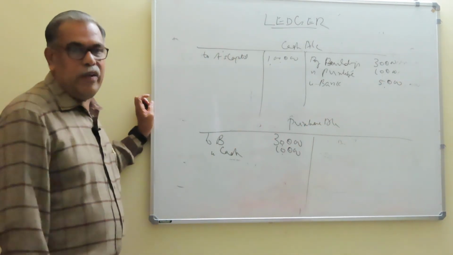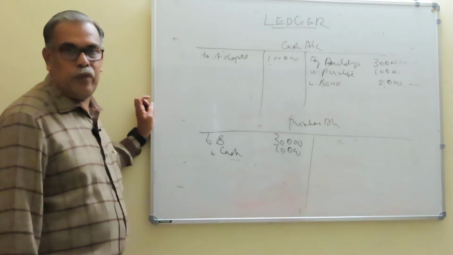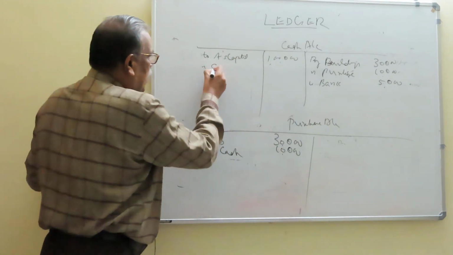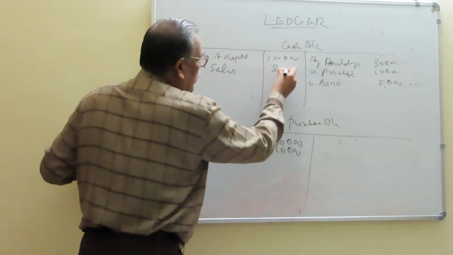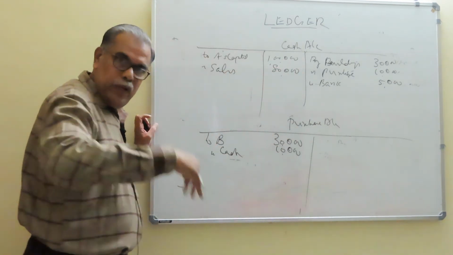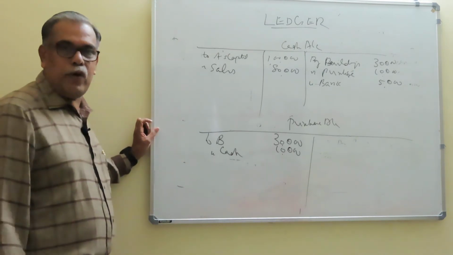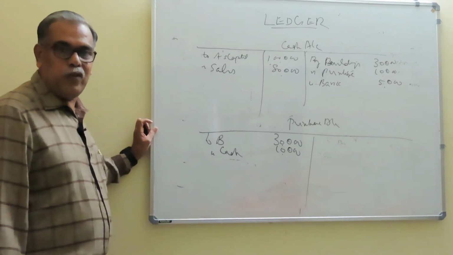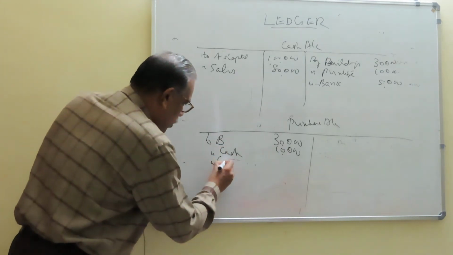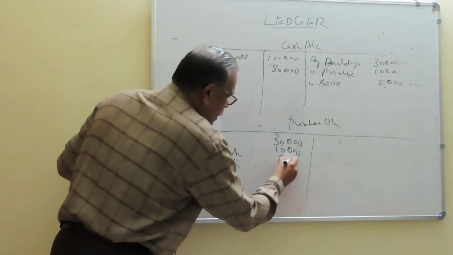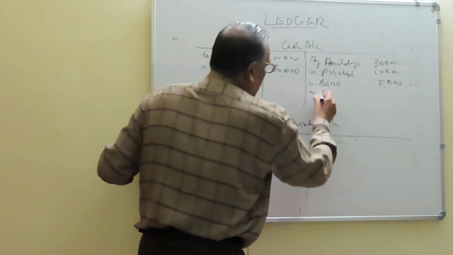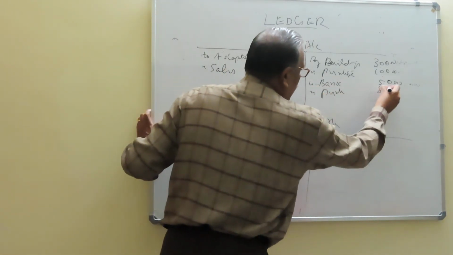You made a cash sale of 80,000 rupees. The entry is cash account debtor to sales, 80,000 rupees. In the sales account, by cash. Again, purchased for cash, 8,000 rupees. The entry is purchase account debtor to cash, 8,000. In the cash account, by purchase 8,000.